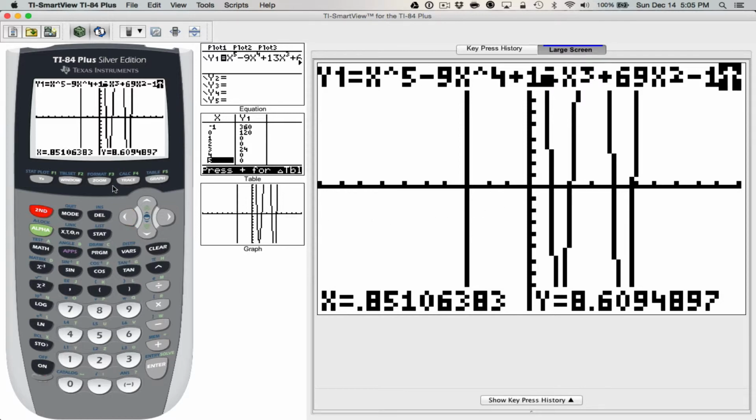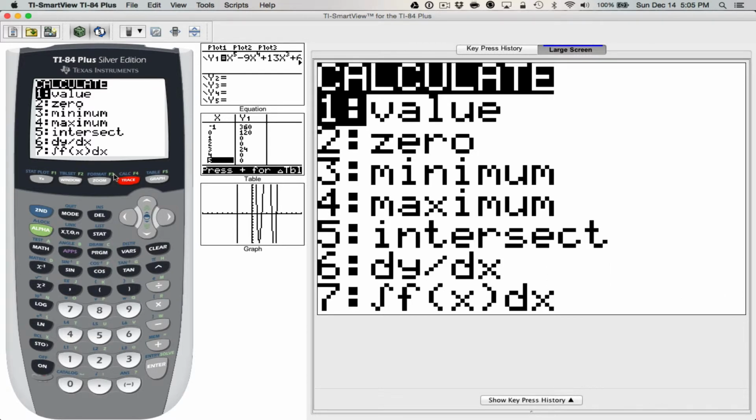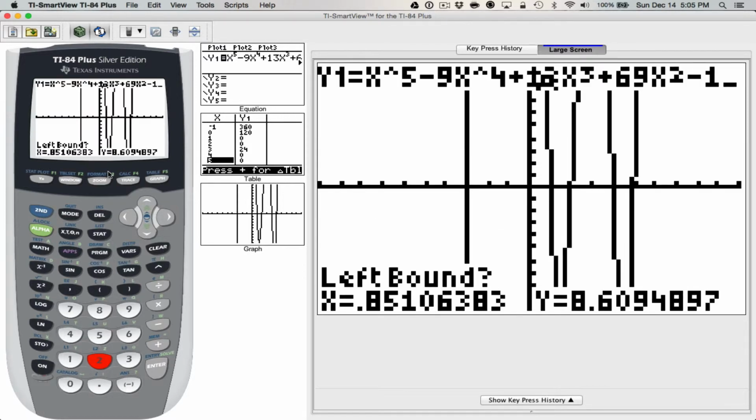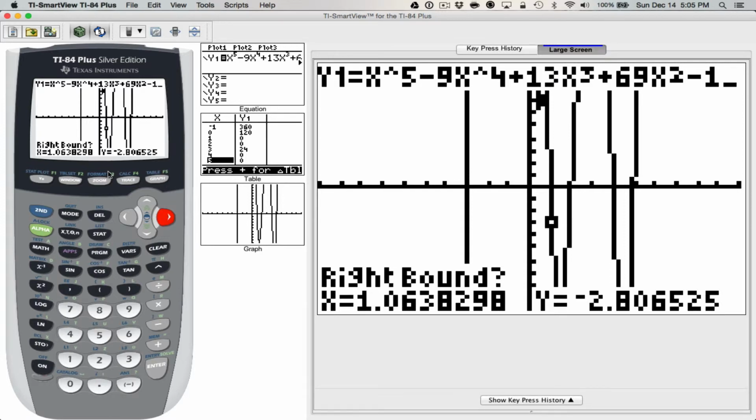I'm going to say second trace, which is actually the calc button, and I'm going to hit 2 because I want to calculate a 0. And it asks me for the left-hand bound. It's asking me for a point to the left of the 0. Well, I happen to know that I'm on a point to the left of the 0 right now, so I'm just going to hit enter. And then it's asking for the right-hand bound, so I am now going to tap the right arrow, and now I have leapt across my intercept. I know that this point is now to the right of my 0. I'm going to press enter again, and it asks me for my best guess.